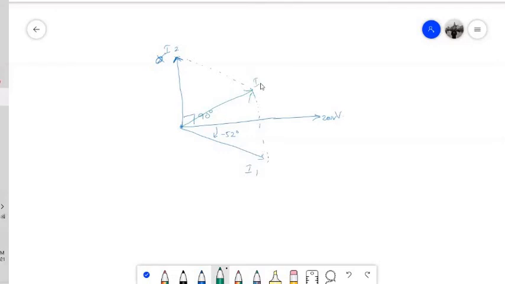So now this will be the current IT, which is nothing but I1 plus I2. And what will be this angle? This also we had computed, and if you look at the previous page, it was 38.17 degree. And here again you will notice one thing, that the current flowing through the pure capacitor is actually leading the voltage across it by 90 degree.